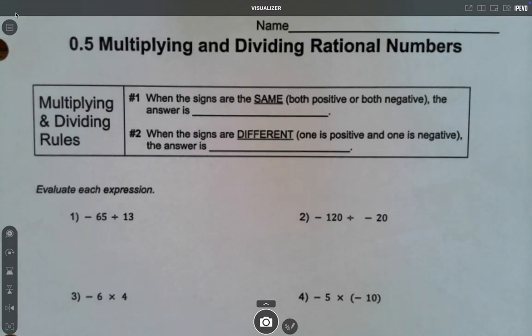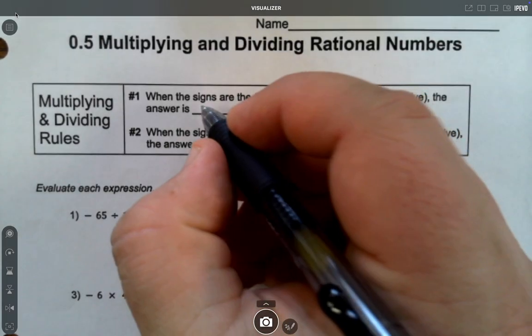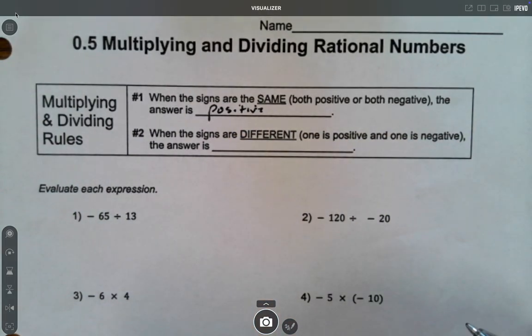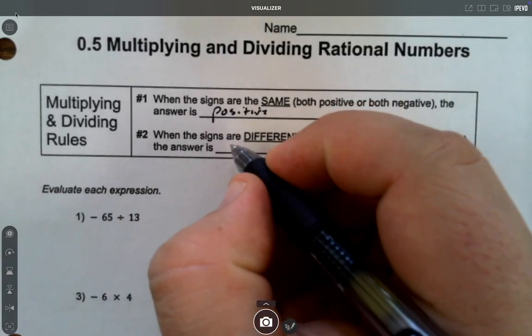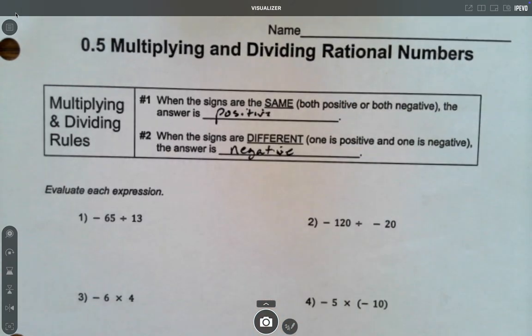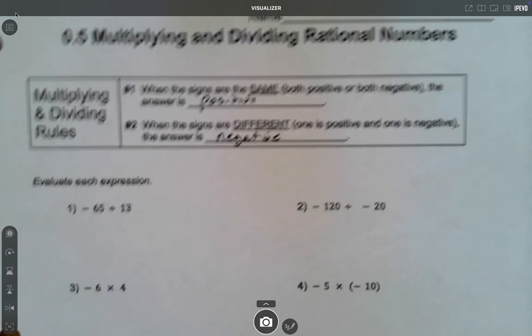So last time we dealt with adding and subtracting rational numbers. Now we'll talk about multiplying and dividing rational numbers. So when the signs are the same, either both positive or both negative, the answer is positive. But when the signs are different, one is positive and one is negative, doesn't matter which one's first or second, just if they're different, then the answer is negative. So let's keep that in mind as we go through this.